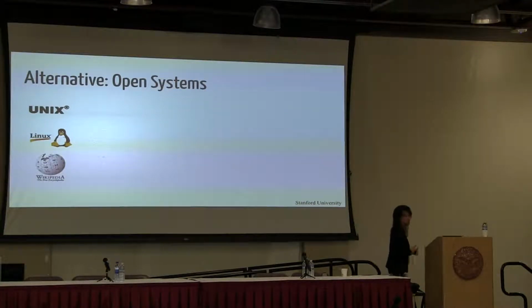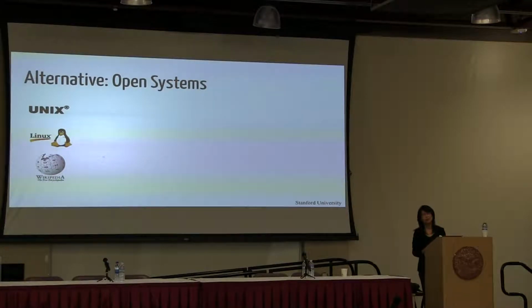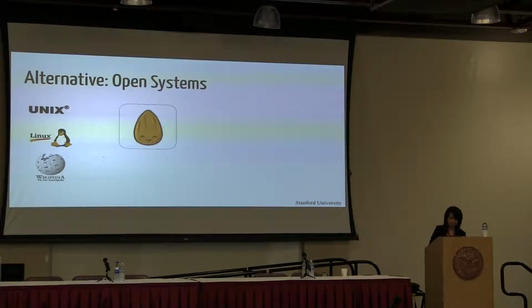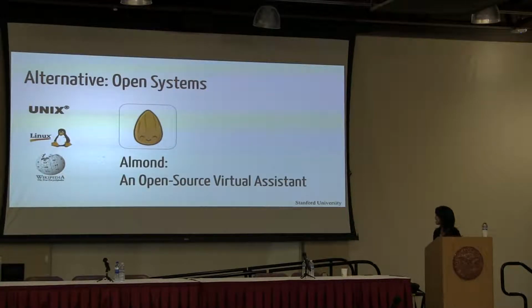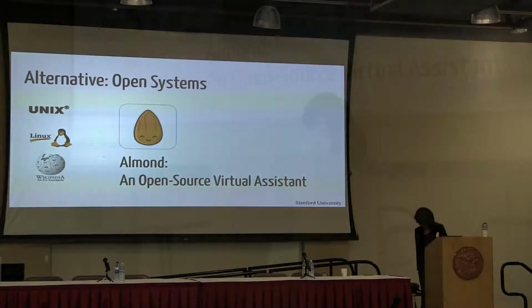And what I think we need to do is to absolutely build and crowdsource a virtual assistant, an open source virtual assistant. And we started this project at Stanford, and we call this Almond, and it's an open source virtual assistant.